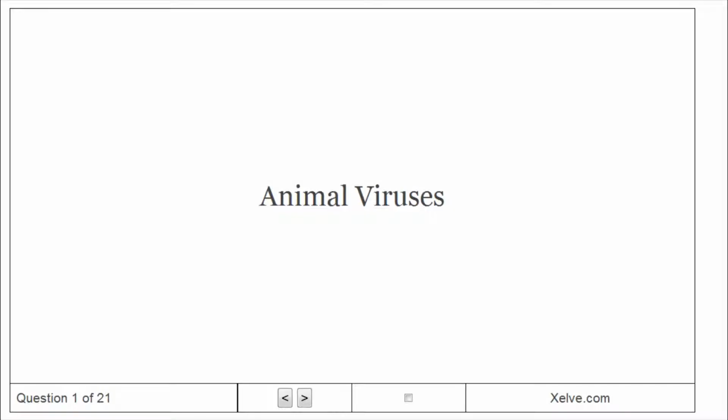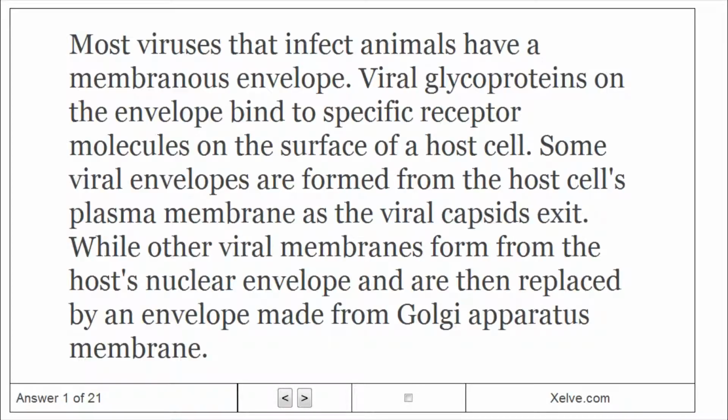Animal viruses. Most viruses that infect animals have a membranous envelope. Viral glycoproteins on the envelope bind to specific receptor molecules on the surface of a host cell. Some viral envelopes are formed from the host cell's plasma membrane as the viral capsids exit, while other viral membranes form from the host's nuclear envelope and are then replaced by an envelope made from Golgi apparatus.